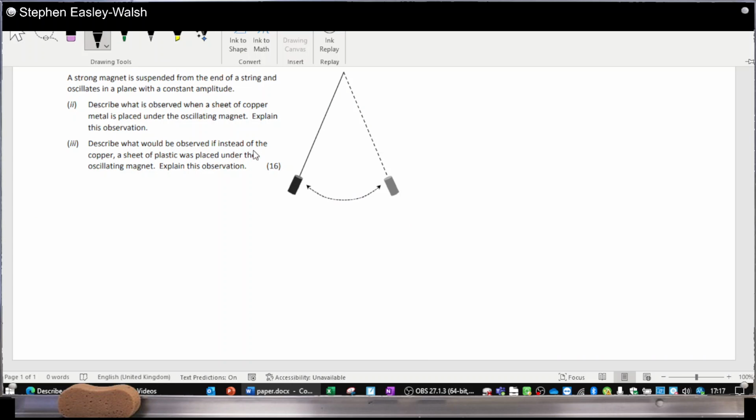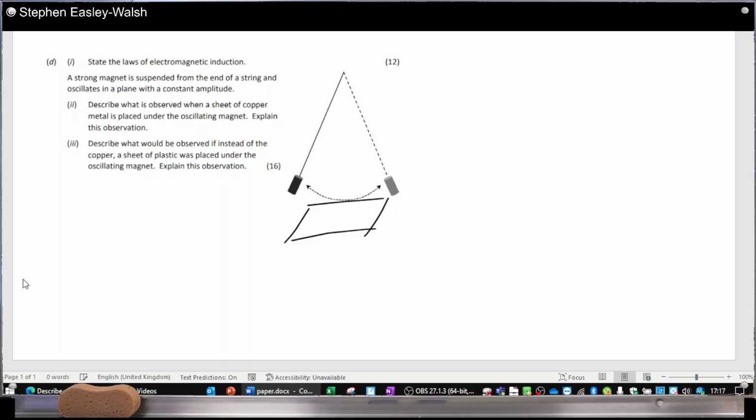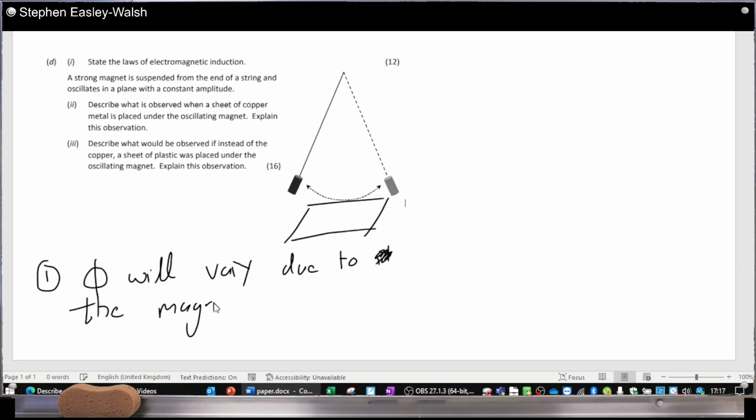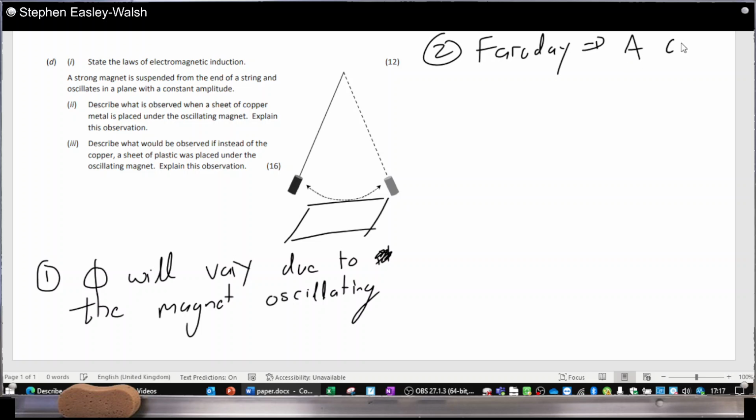So what's going to happen here if you put a piece of copper here? What will happen is, number one, the magnetic flux will vary due to the magnet oscillating. Two, Faraday says that a current will be induced in the copper.